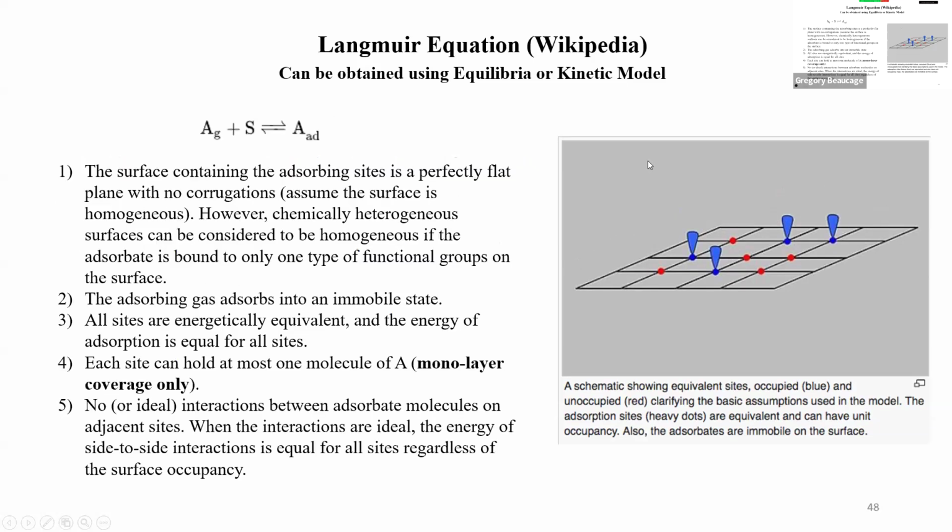What are the other assumptions for Langmuir? No interactions between sites. Each site can only hold one, so it's a monolayer coverage model. All sites are energetically equivalent. The nitrogen adsorbs to an immobile state, so it doesn't interfere. And it's a flat surface, right?